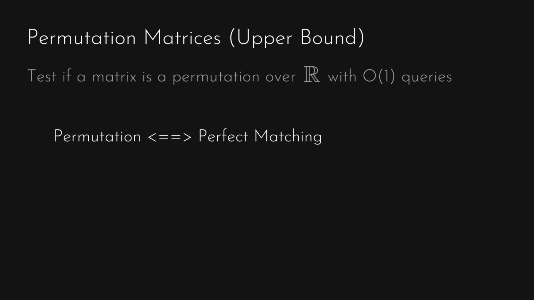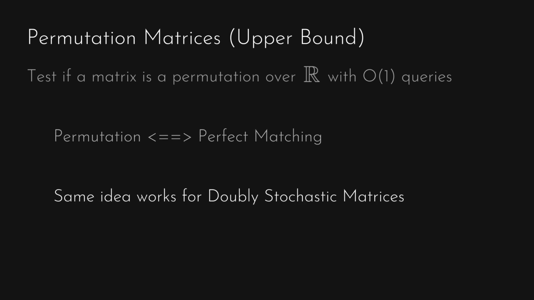First, the permutation matrix problem is actually identical to the problem of determining whether a graph is a perfect matching or not. So that could be one application of this algorithm. Second, the same idea can be used to determine if a matrix is doubly stochastic or not, which means that the rows and columns contain non-negative real numbers that sum to 1. You just do the same queries as before, but check if the sum is exactly equal to 1/2.